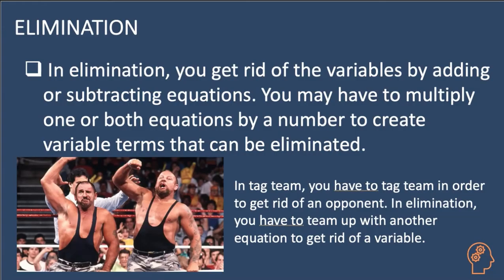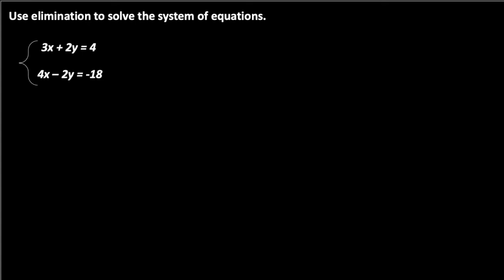To solve an equation with the elimination method, you have to get rid of the variables by adding or subtracting the equations. You can think of it like a tag team. You have to team up in order to get rid of an opponent, right? In elimination, you have to team up with another equation to get rid of a variable to solve it and eventually find your answer. So let's try elimination using this example.